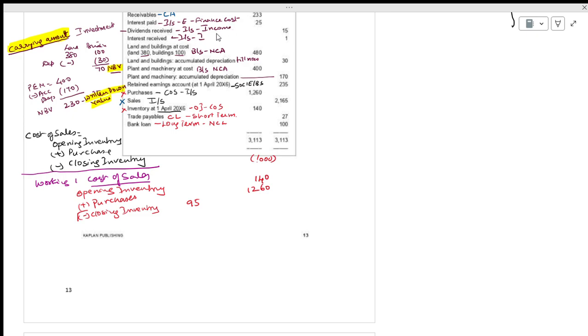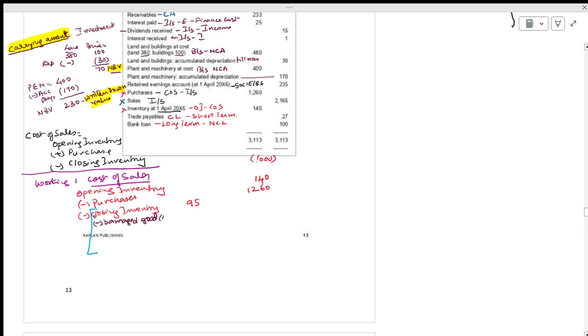One minute. This is a separate one. Okay, this is the separate. In the closing inventory, what's happening? There are some damaged goods. How much are the damaged goods?